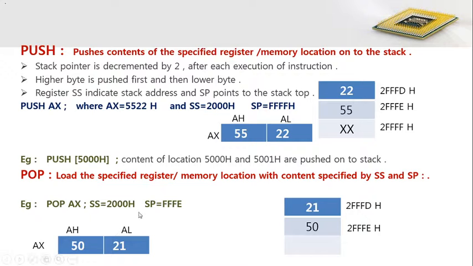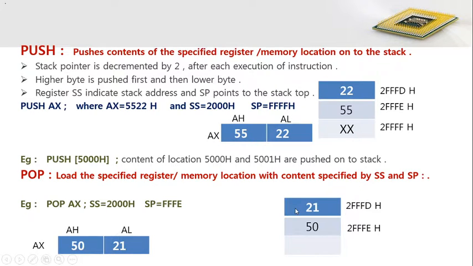Whatever content may be present in the AX register, after the pop instruction executes, it gets loaded with the new value from the stack top. While popping, first pop this 21, which is present in the stack top, and it is loaded into the lower byte of this AX register. Then increment by 1, pointing to the next location, and pop the next byte, and this 50 is loaded into the higher byte of the AX register.